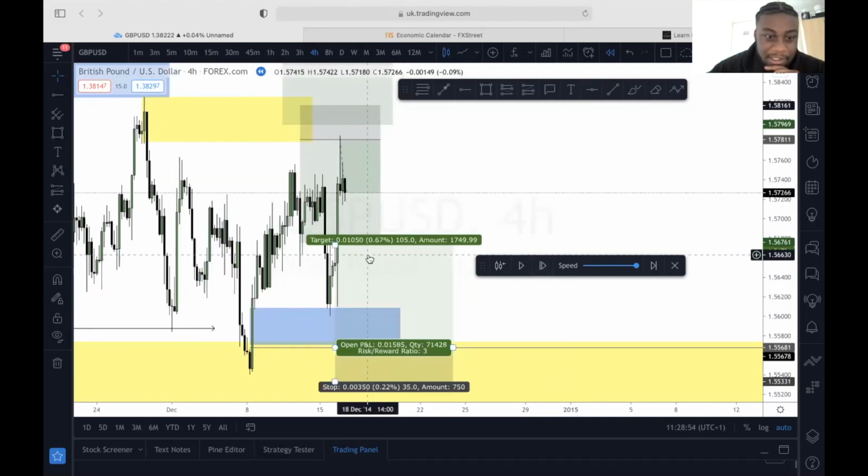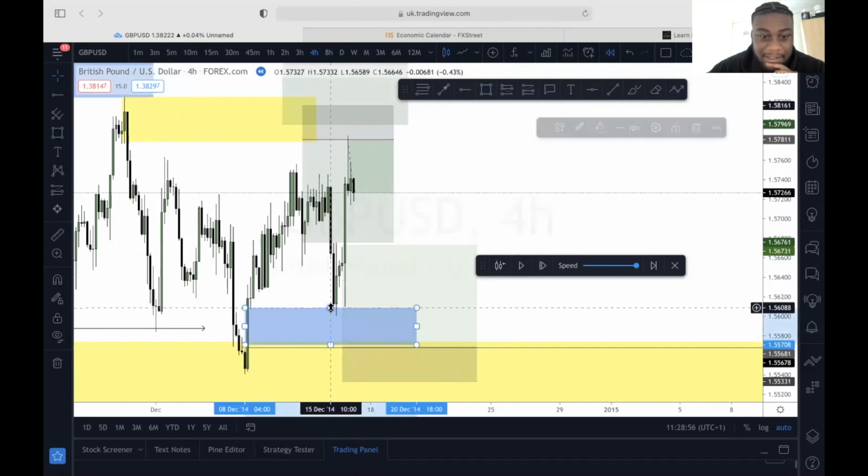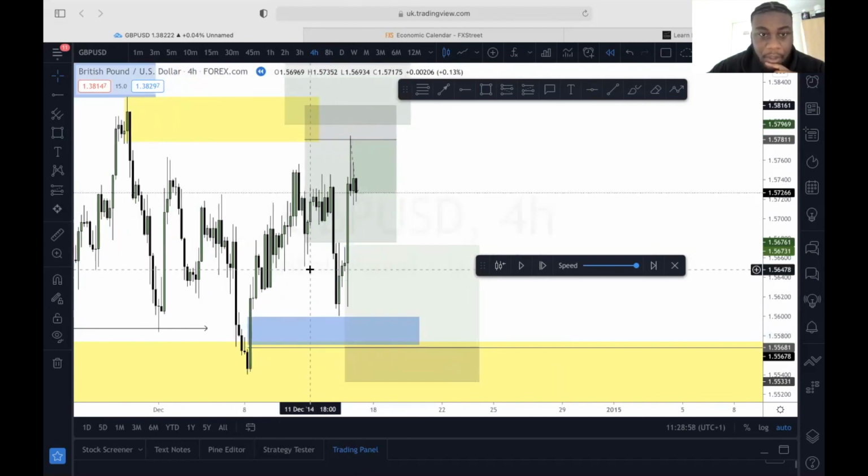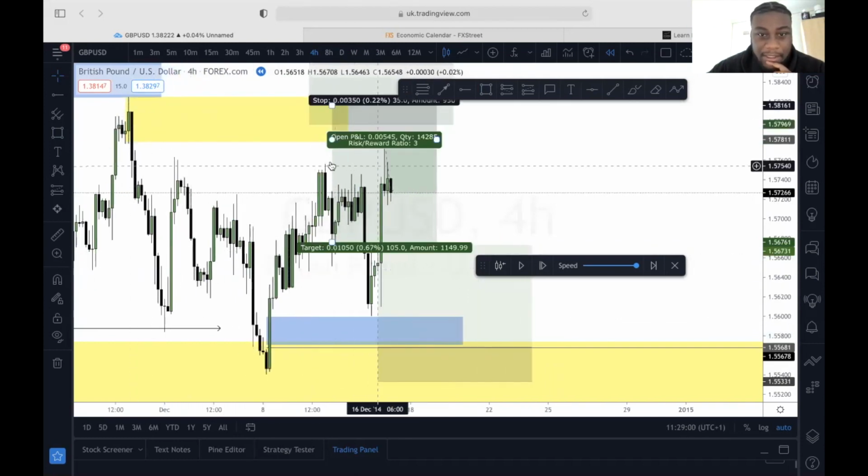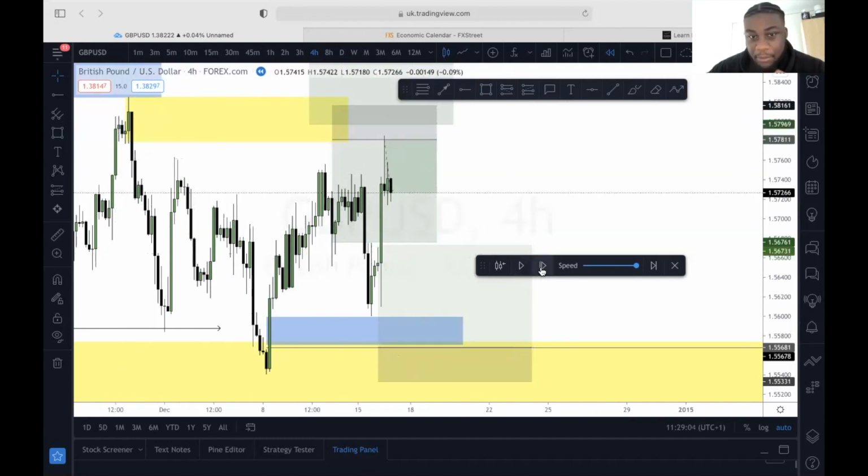As we can see, price tapped a bit of this imbalance down below. And we actually saw price come and play into this 4-hour candle zone, and we've actually seen a 55 pip push.